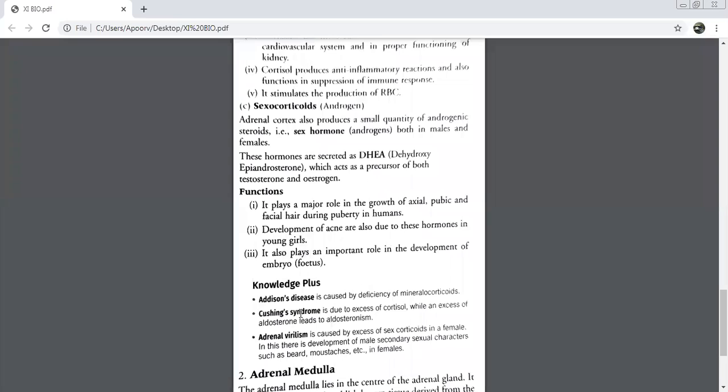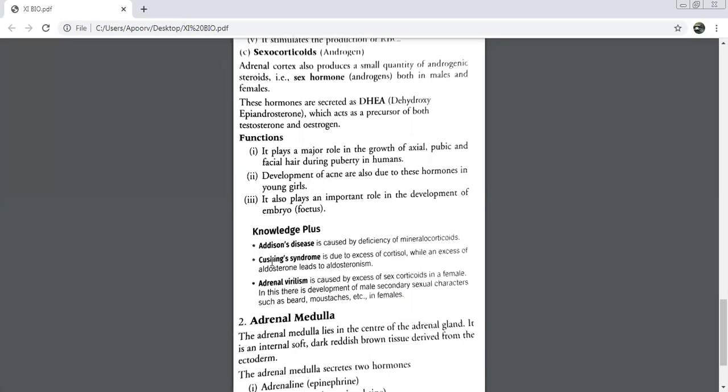There is a disease called Addison's disease. This is caused by the deficiency of mineralocorticoids. Everybody knows what mineralocorticoid is now. So the deficiency of mineralocorticoid causes a disease known as what, children? Very quickly. Addison's disease. We have another disorder known as Cushing's syndrome. This is due to an excess of cortisol. An excess of aldosterone leads to a disorder called aldosteronism.